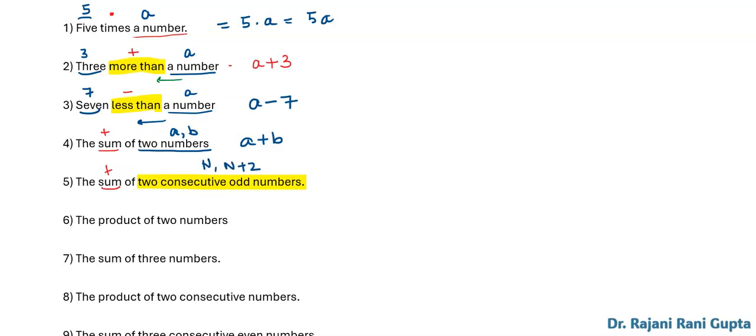So they say sum of two consecutive odd numbers. So your numbers are n and n plus 2, and then you are adding them. Then on simplification, this becomes 2n plus 2. Correct? Product. For product, again you use multiplication. Two numbers means two alphabets, A, B. So it is A dot B, or you can simply write A multiply B, AB.